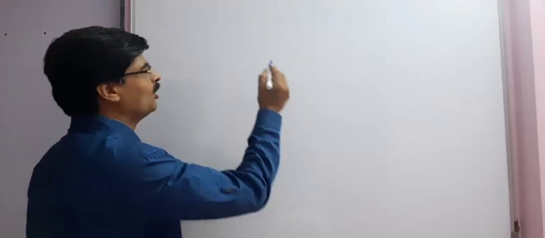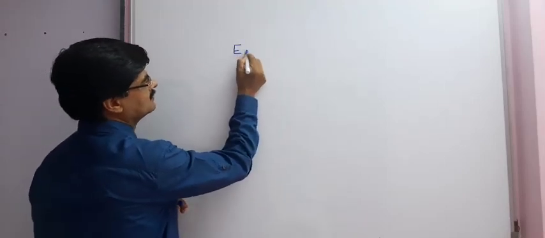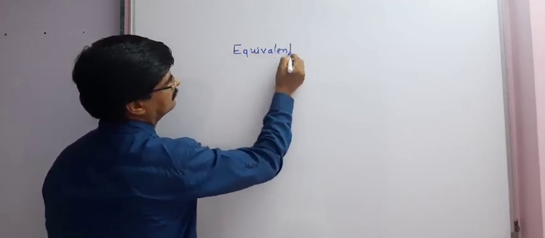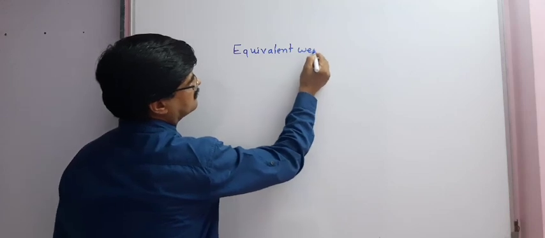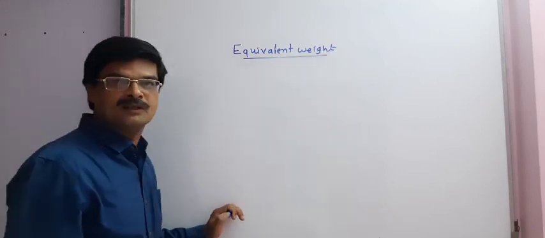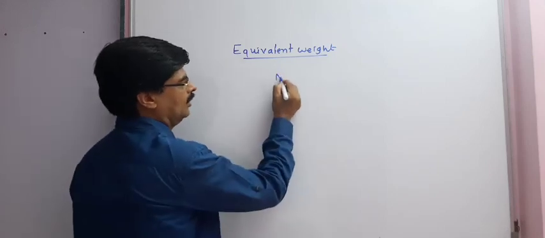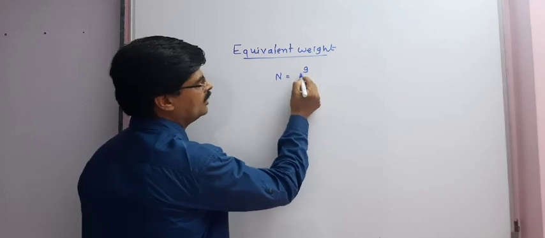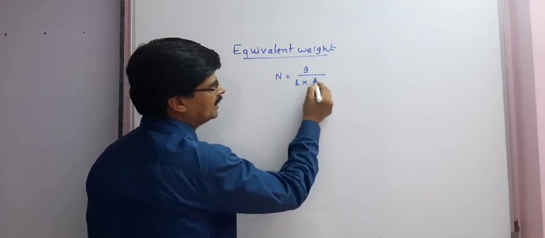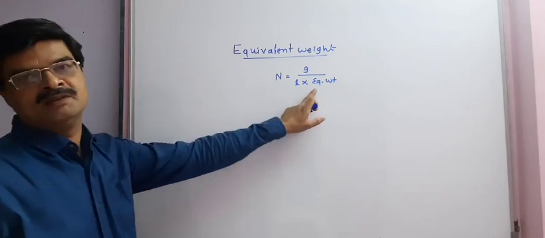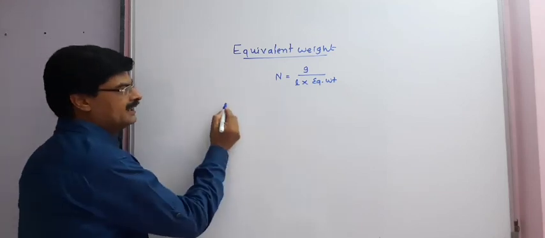In this video, we will study equivalent weight or equivalent mass. In the definition of normality, normality is equal to gram per liter divided by equivalent weight. So what is equivalent weight?